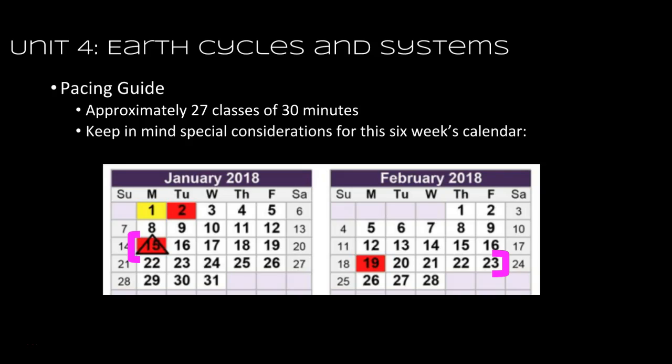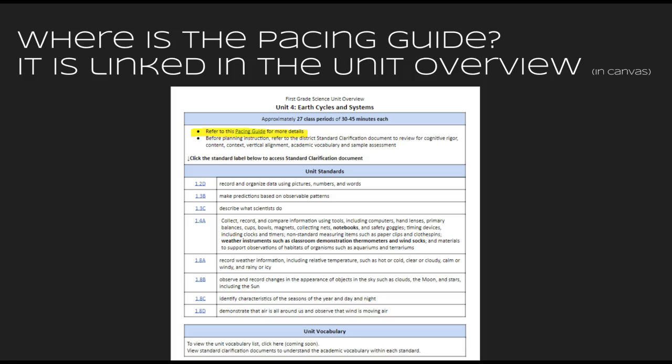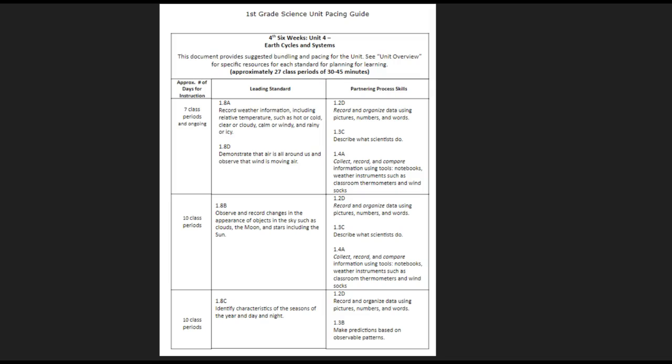Okay, so let's just take a quick view of the upcoming 6 weeks from a district perspective. We have 2 student holidays within the 6 weeks and nothing else on the district viewpoint, so I always like to look at that. We're going to talk about the pacing for Unit 4, and just to remind you that it's linked at the top of the unit overview. When you get to the unit overview, you can just click the hyperlink that's highlighted right there, and when you do, you will see this pacing guide.